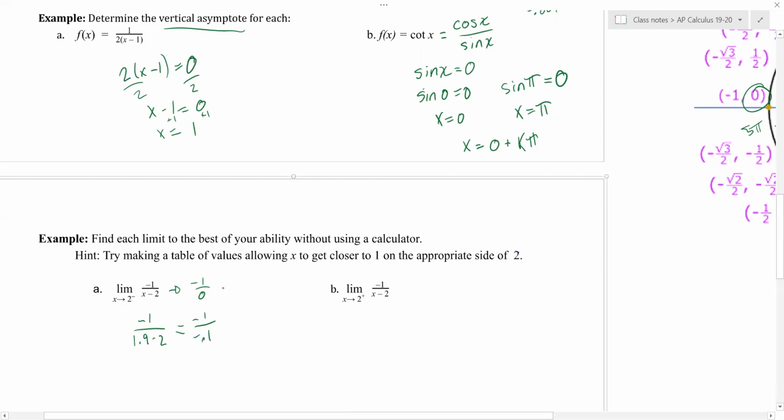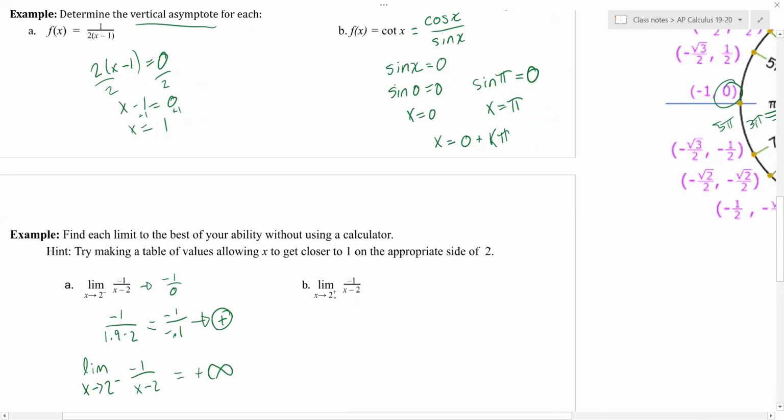Remember, we already determined that it was positive or negative infinity. All we're doing here is determining the sign. So negative divided by a negative is a positive. So we'll say the limit as x approaches 2 from the left of -1 over x minus 2 is positive infinity. Now let's try it from the right.